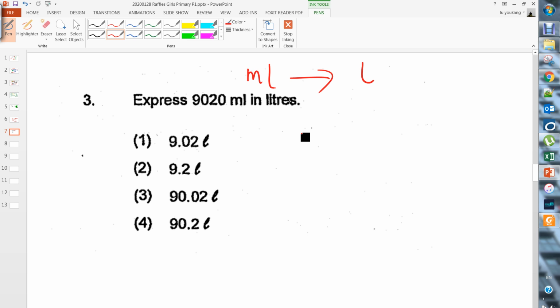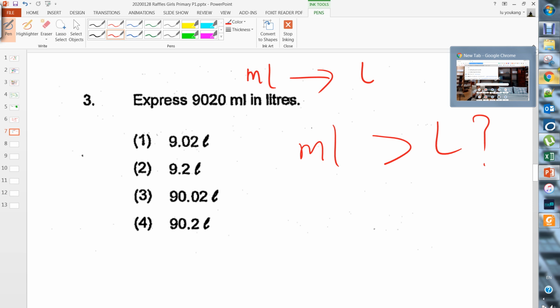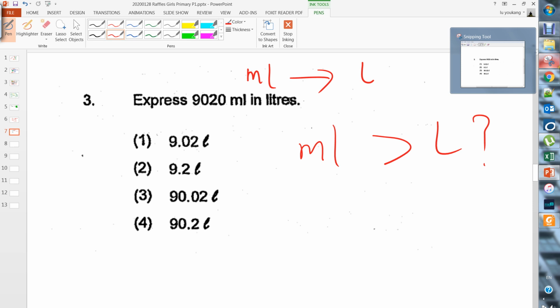So which one is bigger? Now I'm asking you, which one is bigger? ML is bigger. So that means ML is bigger than L. Yes or no? Not sure. Hey, quick, three answers only. Yes, no, not sure. Is this correct or not? Yes, no, not sure. Not sure. Wow, wow.